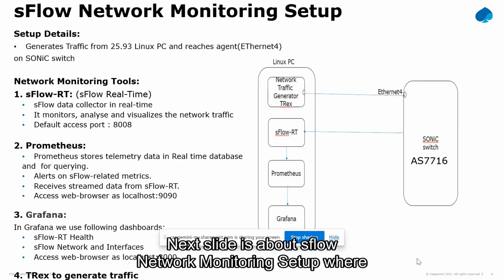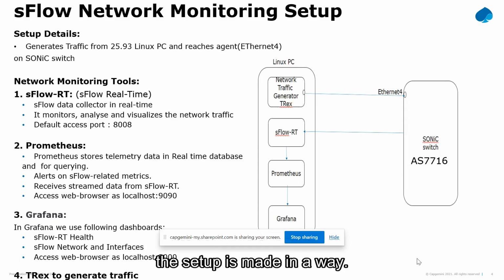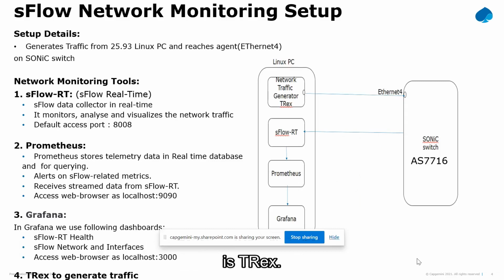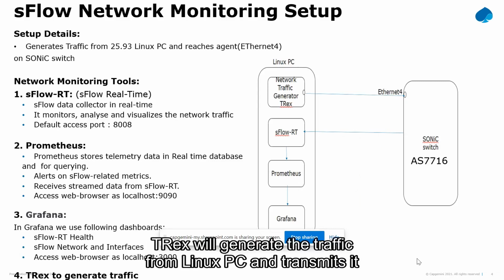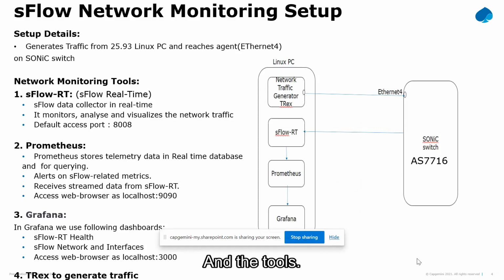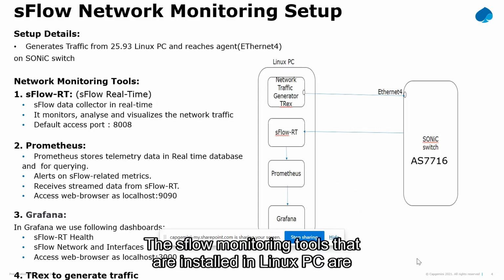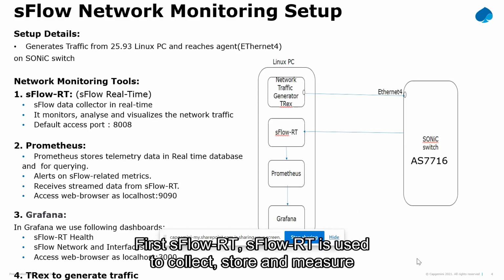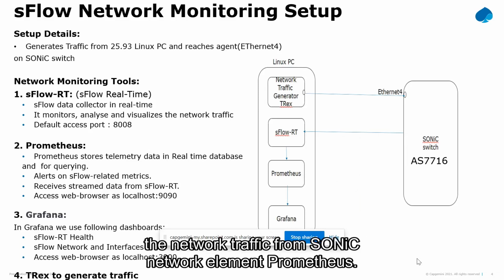The next slide is about the sFlow network monitoring setup, where there is a Linux PC. On the Linux PC, we have installed a network traffic generator, which is T-Rex. T-Rex will generate the traffic from the Linux PC and transmit it to the Sonic network element at Ethernet 4. The sFlow monitoring tools installed on the Linux PC are sFlow RT, Prometheus, and Grafana. First, sFlow RT is used to collect, store, and measure the network traffic from the Sonic network element.